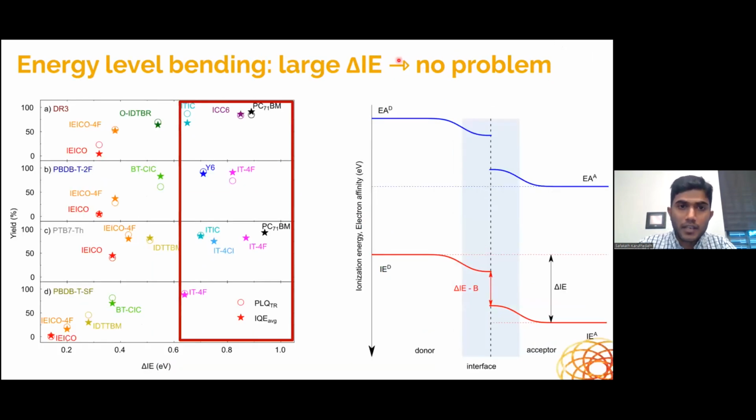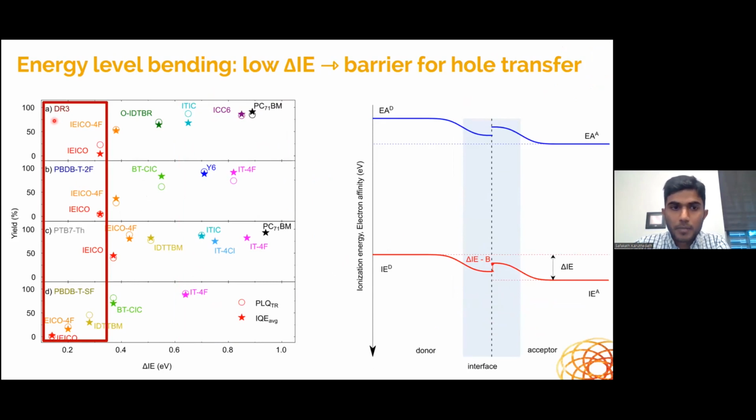Let's consider the high offset system, like a high performance system. Even though the energy level bending is there, it is still within the allowed transition range. So we will have some voltage loss, but we can have a charge transfer, hole transfer. But in the case of a very poorly performing one, the IE offset is low, somewhere here, and if you have energy level bending, it goes up because of the quadrupole moment. And basically you cannot have charge generation in this way in the poorly performing solar cell.